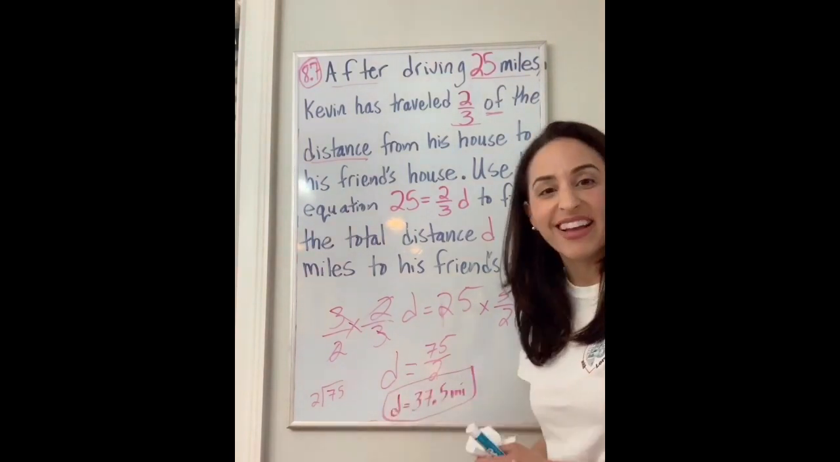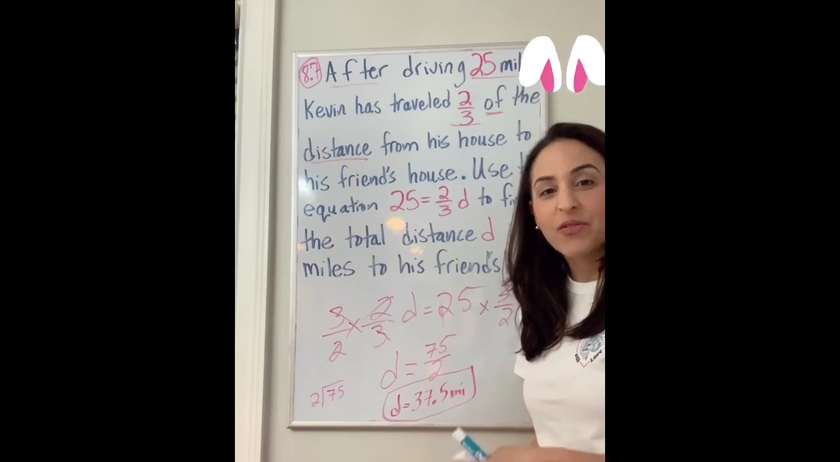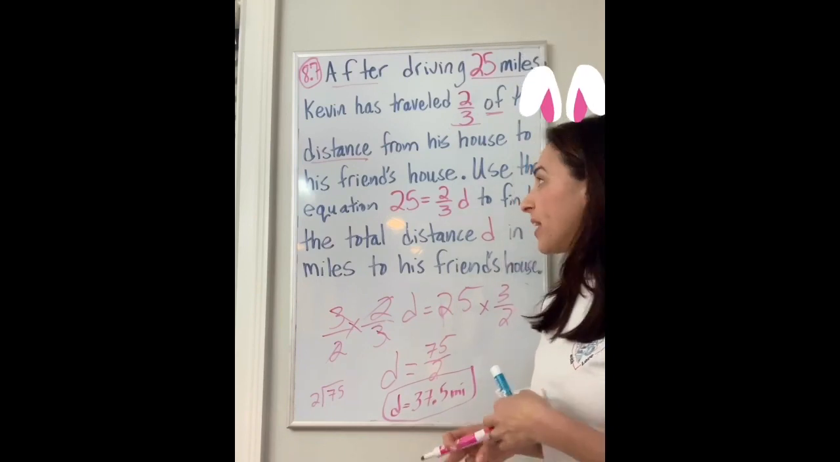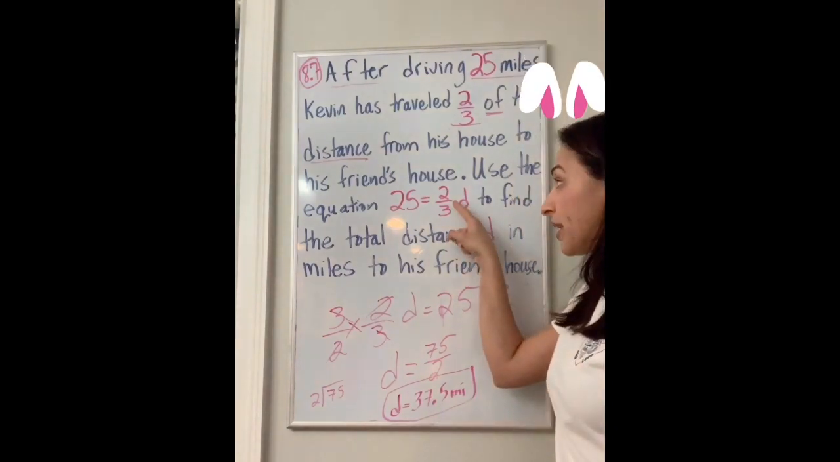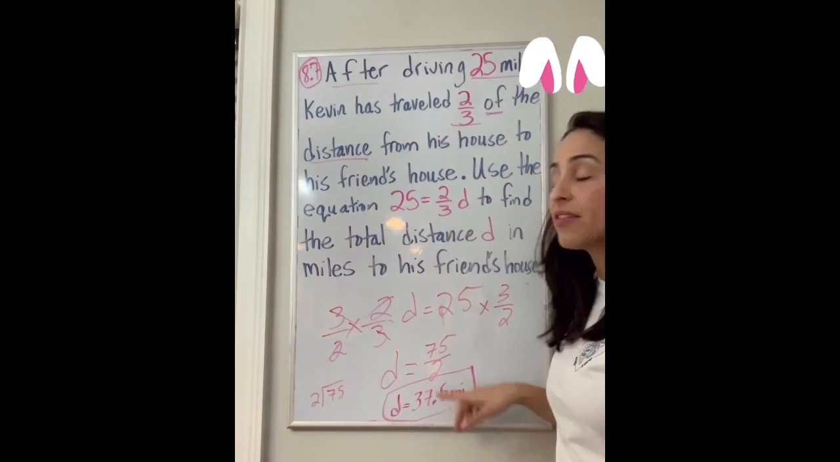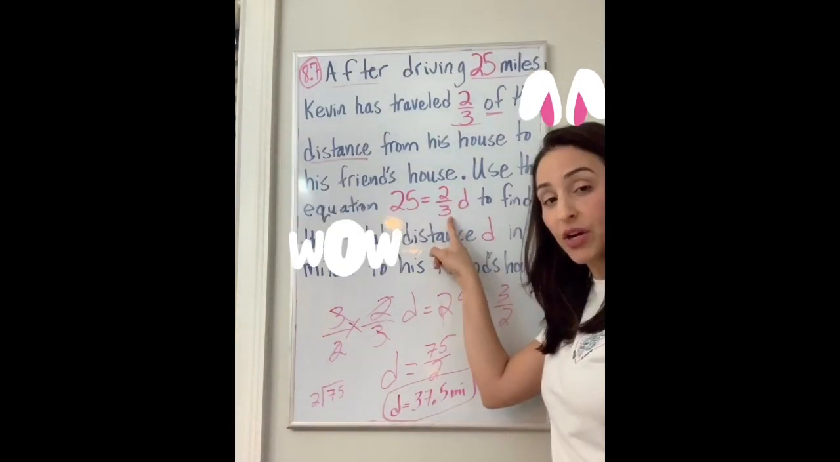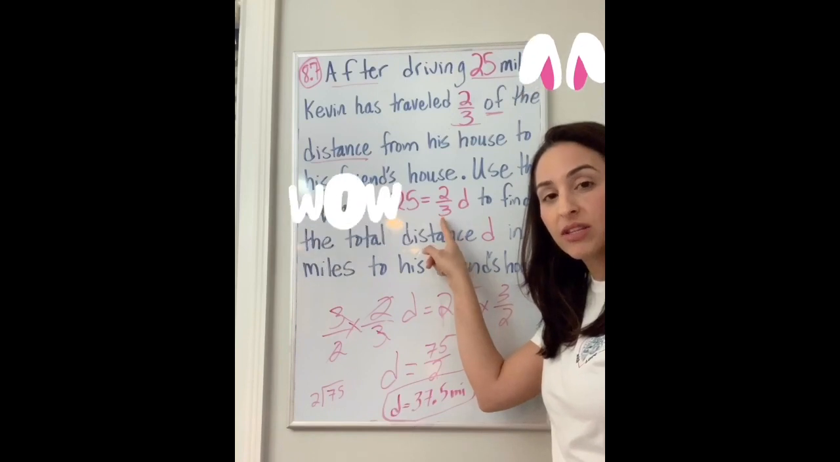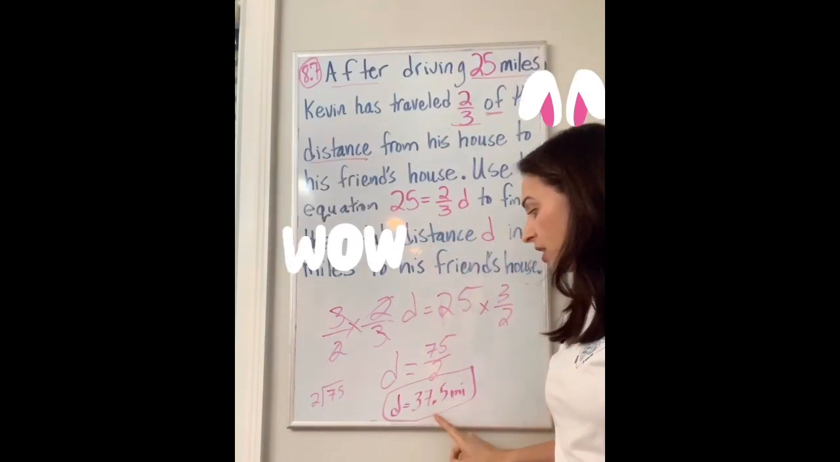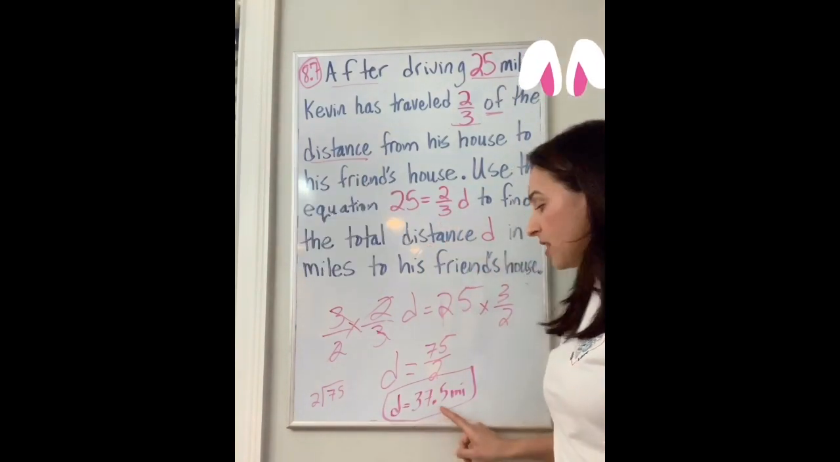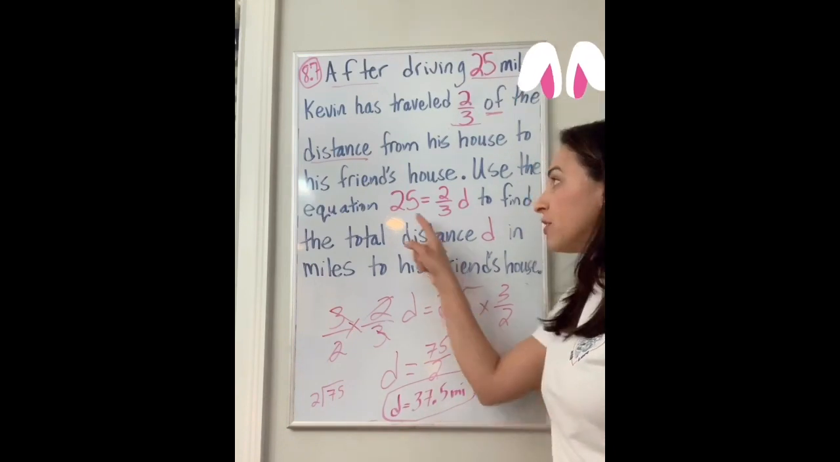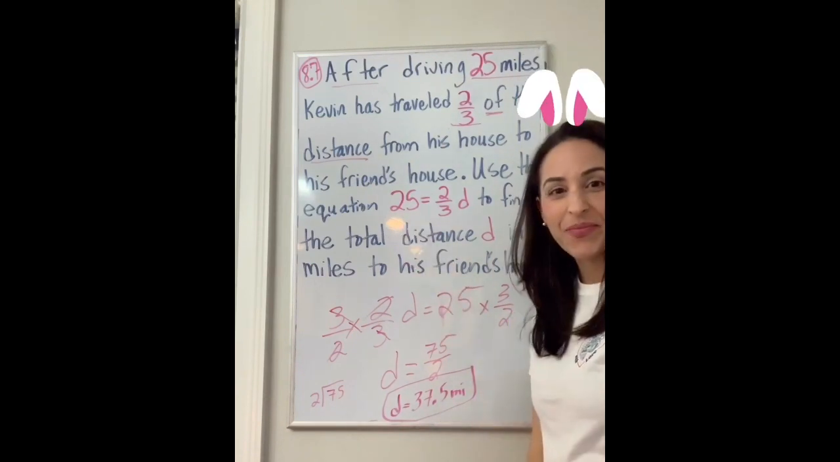Yes! All right, boys and girls. So that makes sense. The way you double check your work, you can do 37.5 times 2/3. You can convert the 2/3 into a decimal, which would come out to 0.66, multiply it by 37.5, and you should get 25. All right, good luck.